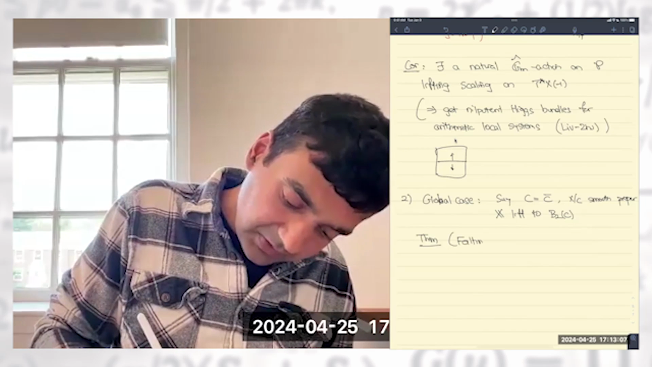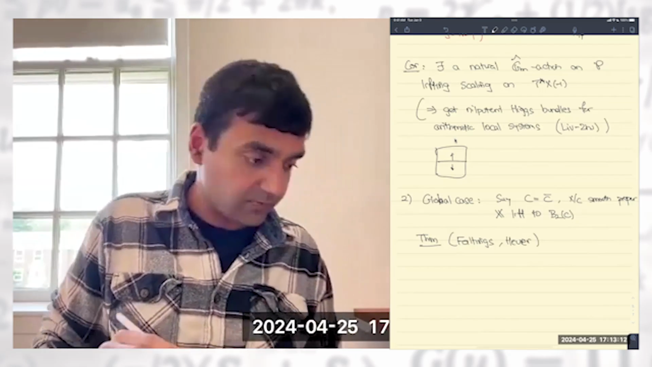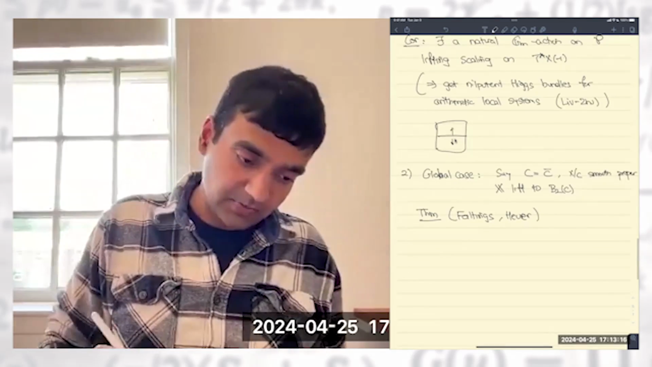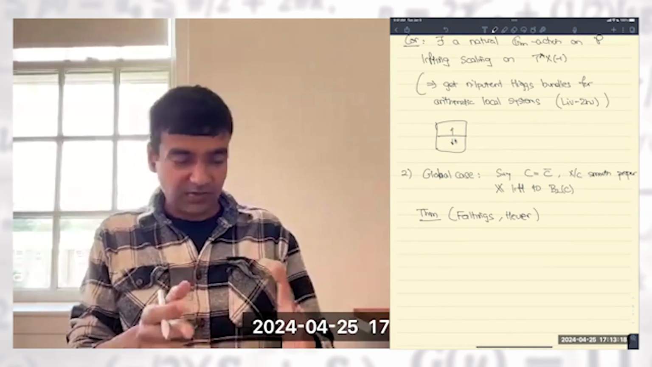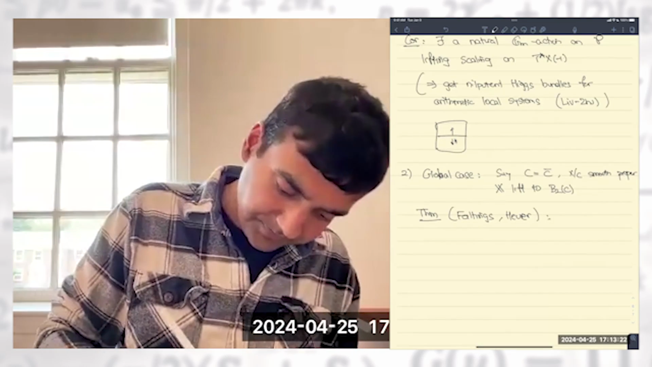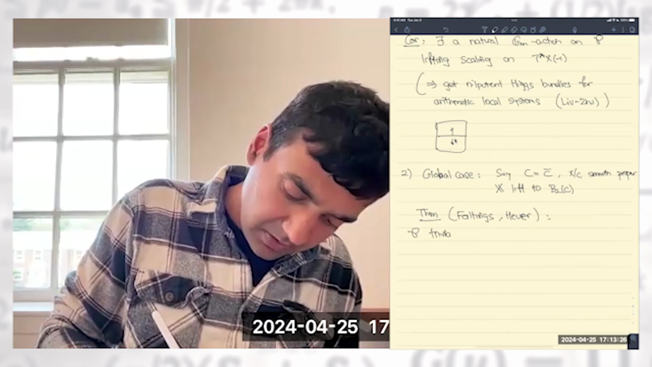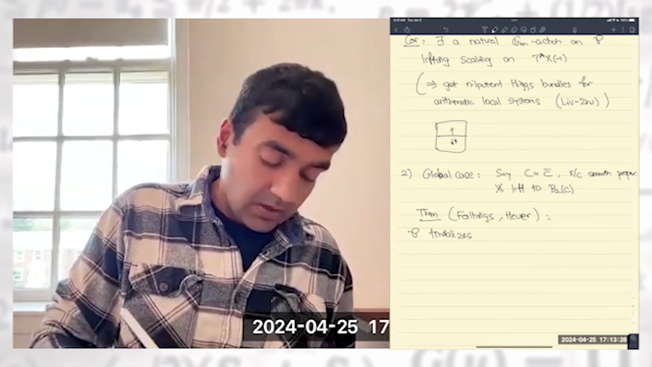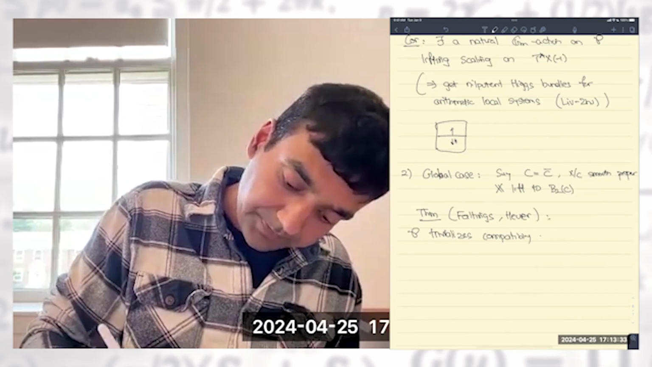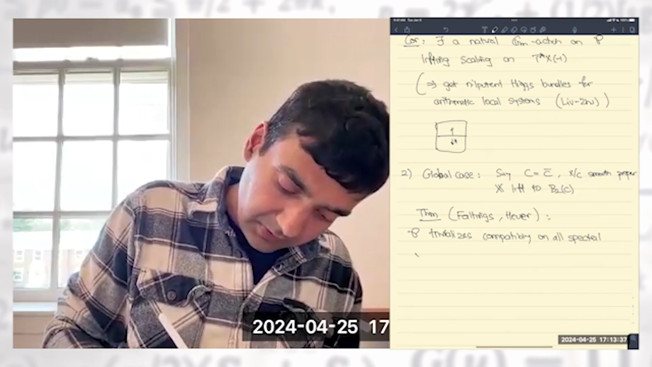This is due to Faltings in dimension 1 and Hoyer in general, from 20 years ago and 1 year ago, respectively. From the perspective that I'm explaining in this talk, the theorem can be written as follows. P, this gerbe, trivializes compatibly on all spectral varieties. Let me say what that means.